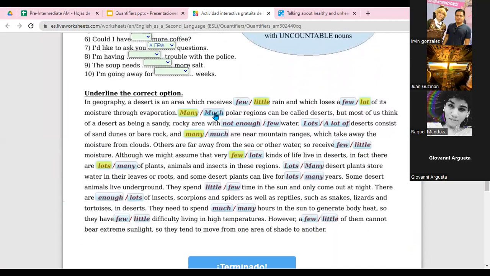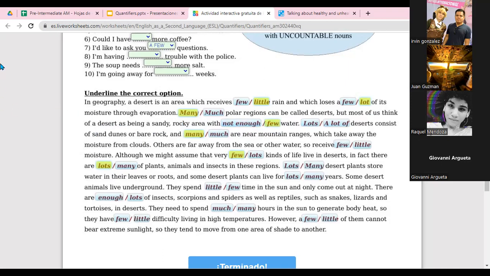So then we say many or much polar regions can be called desert, but most of us think of a desert as being a sandy, rocky area with not enough or few water. Juan? Just say, sorry, bro, because I'm a little busy here. Okay, don't worry. What is the question? This one. Not enough or few water.